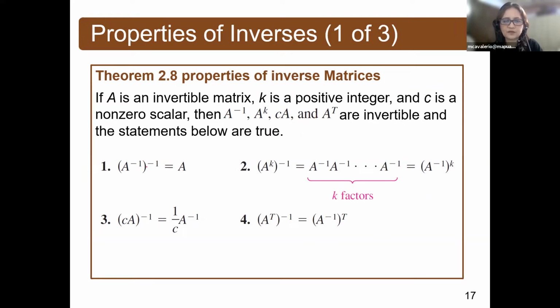The inverse of the inverse of A is A, and the inverse of A raised to K is equivalent to the inverse of A raised to K. The inverse of a scalar matrix CA is equivalent to 1 over C times the inverse of A. And then the inverse of A transpose is the transpose of the inverse of A.